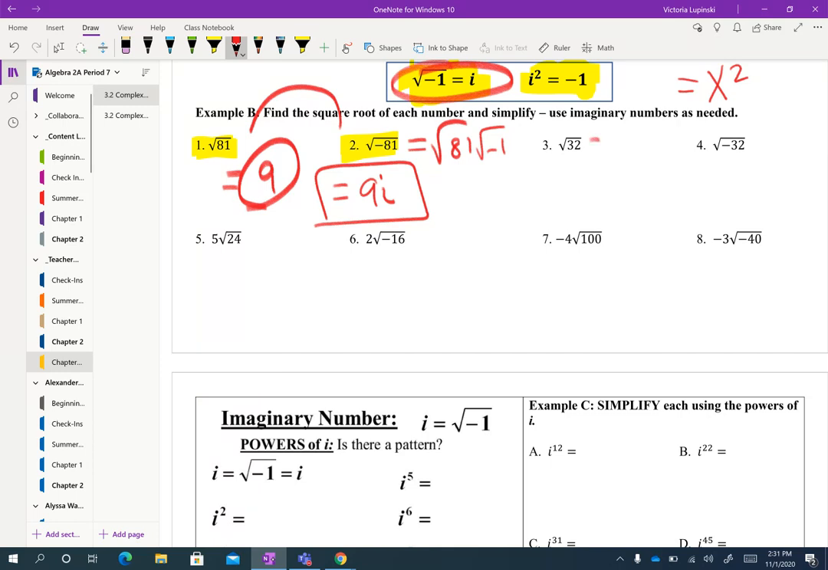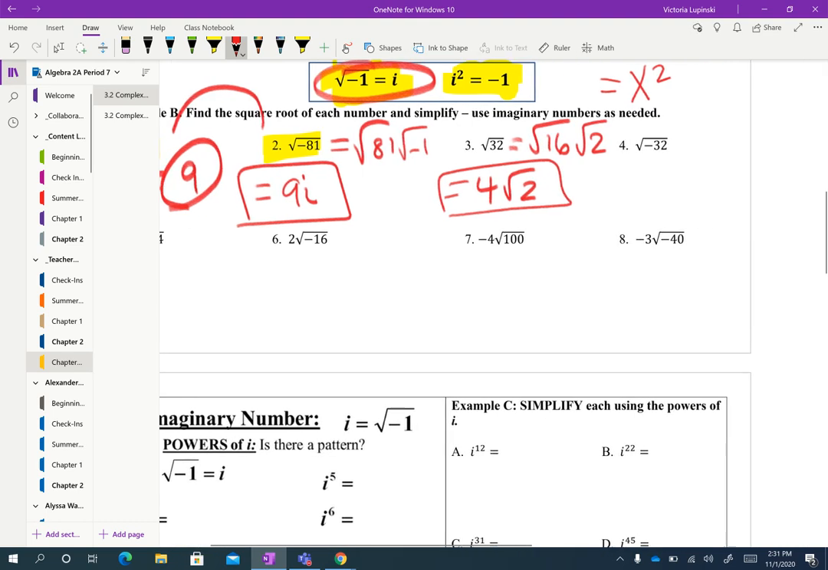You're going to break the square root of 32 into the biggest perfect square, which is 16, and it goes in twice. The square root of 16 is 4. The square root of 2 is radical 2, which would simplify to be 4 radical 2.